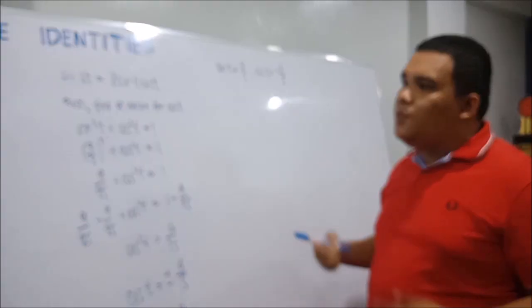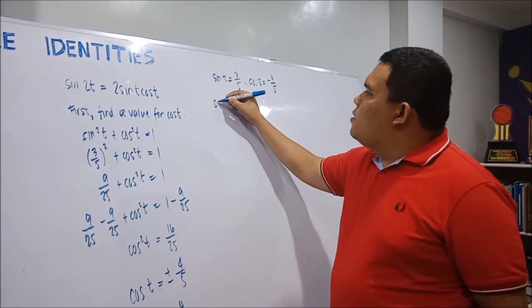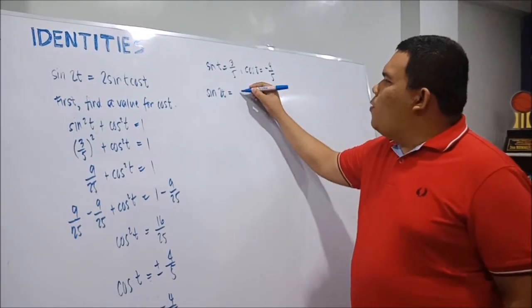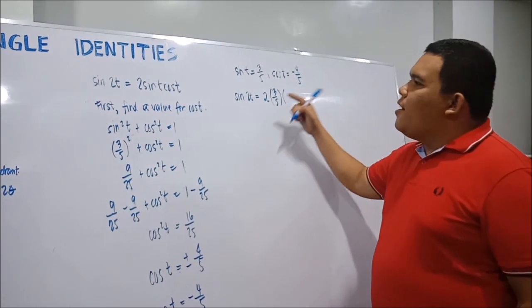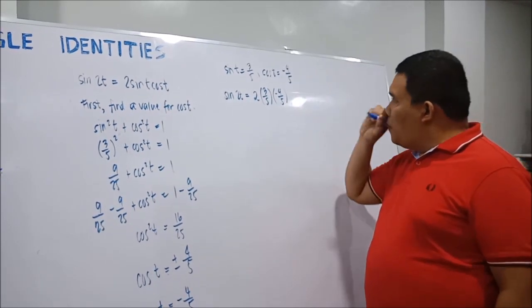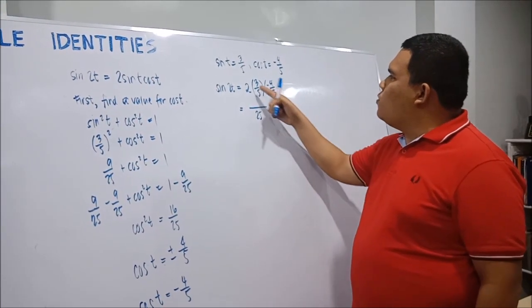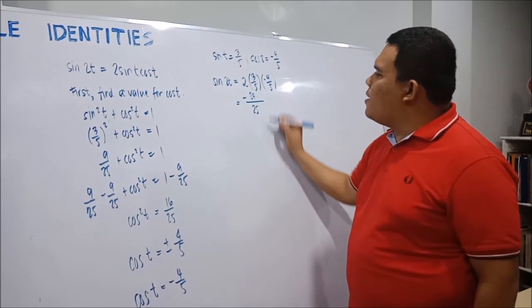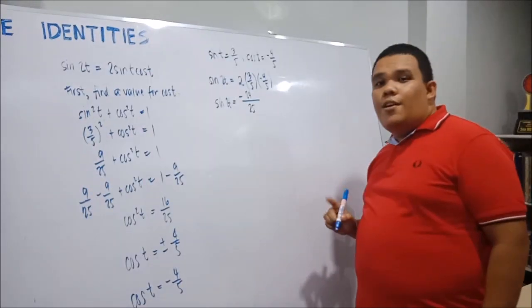We can now solve for our sine 2t, as well as our cosine 2t and our tangent 2t. So sine 2t, by the double angle identity for sine, is 2 times sine t, which is 3 over 5, times cosine t, which is negative 4 over 5. Simplifying, we have this over 25. 2 times 3 is 6, times 4 is 24, and we have a negative sign. So the exact value for sine 2t is negative 24 over 25.